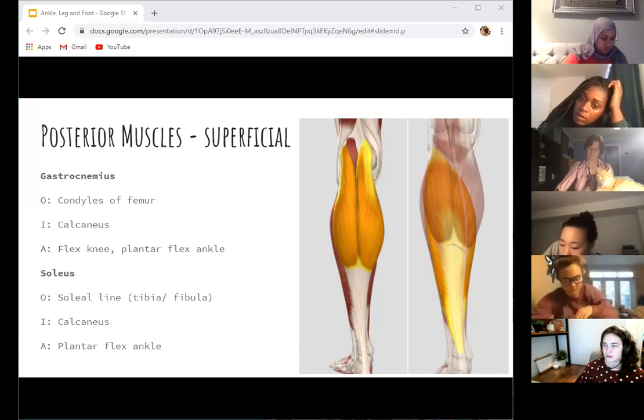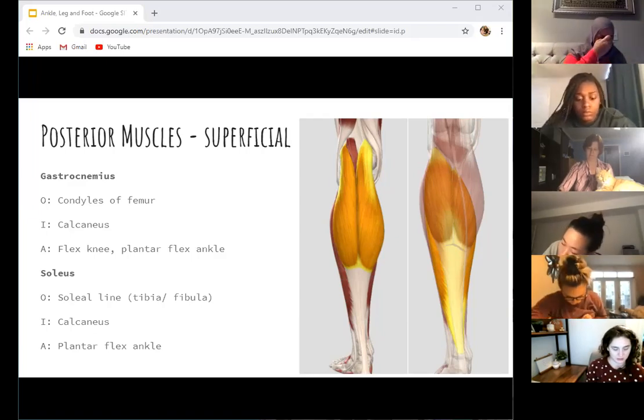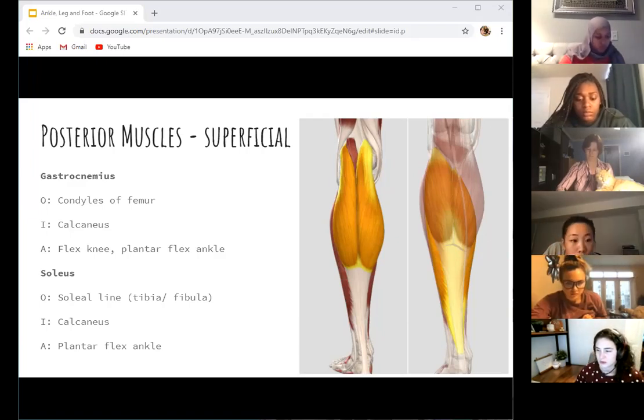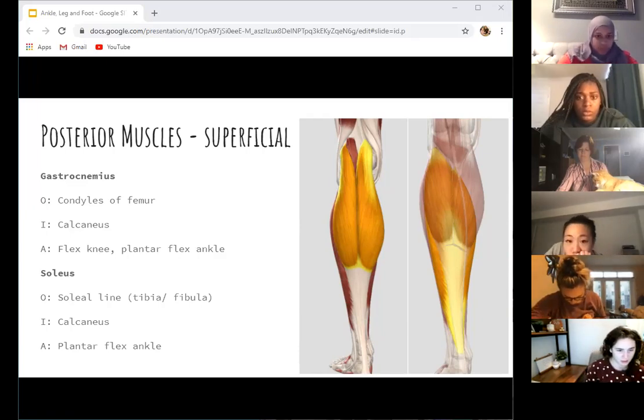And then your soleus, as that video showed earlier where that soleal line is, that's where this muscle will originate. It also inserts on the calcaneus, and it is responsible for assisting with plantar flexion of the ankle. So two different muscles, two different origins, but they come together and they both attach to that calcanean tendon. We'll talk more about this tendon in a little while, but this is the one that's commonly referred to as your Achilles tendon.